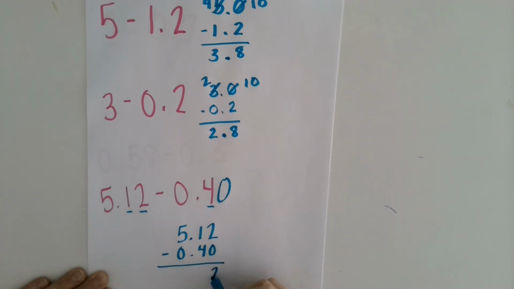2 minus 0 is 2. 1 minus 4 I can't do without regrouping, so I'll do my regrouping. 5 becomes 4, 1 becomes 11, and 11 minus 4 is 7, and 4 minus 0 is 4, and I'll bring the decimal point straight down into my answer, 4.72.